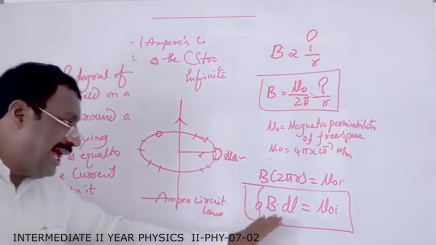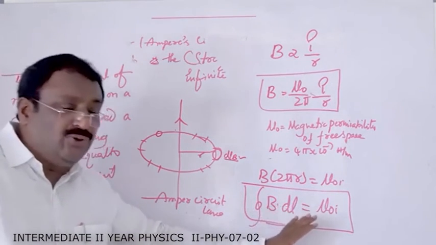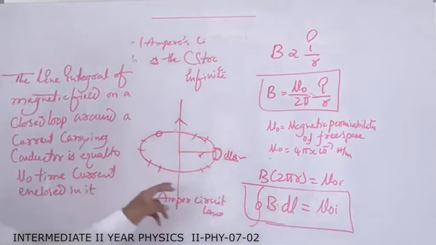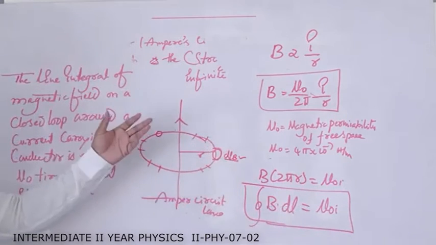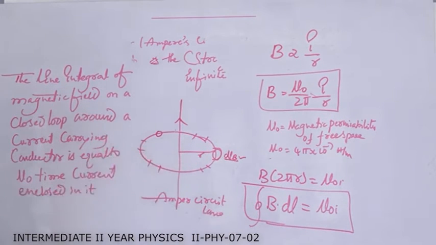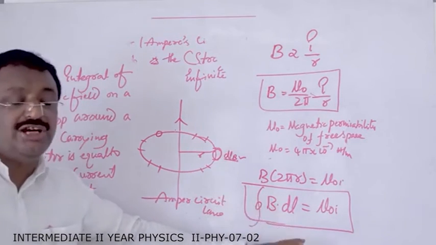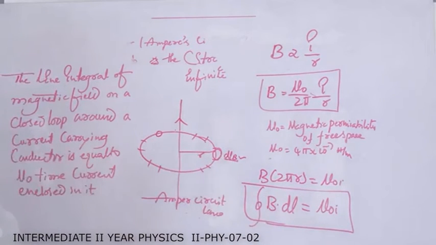Now, this is called Ampere's circuit law. This circuit law does not depend upon the shape of the loop. Whatever the shape, we can apply this Ampere's law. So it is a very useful, very important law. Where there is symmetry, we can use Ampere's law to find the magnetic field.